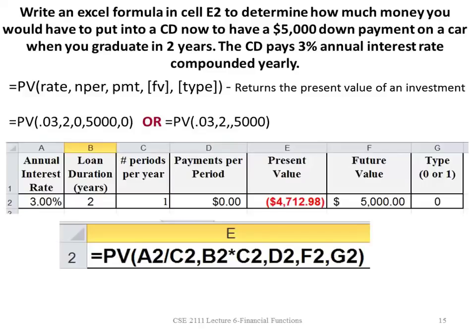And at the bottom, I have plugged in the values. And now you notice in cell E2 that I have to have $4,712.98 invested in order to get $5,000 in 2 years.